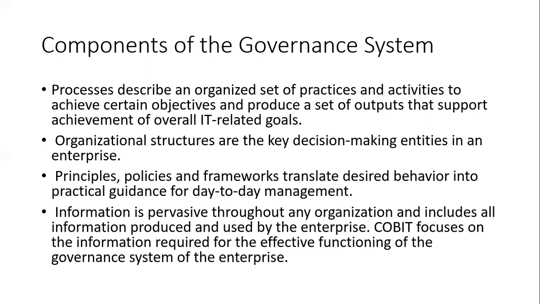Then that takes us to the information flow. Information is pervasive throughout any organization and includes all information produced and used by the enterprise. So for each of the governance and management objectives, COBIT actually recommended information that you need as input. Also recommended information that you need as output. So you need to be able to run each of the 40 objectives successfully.